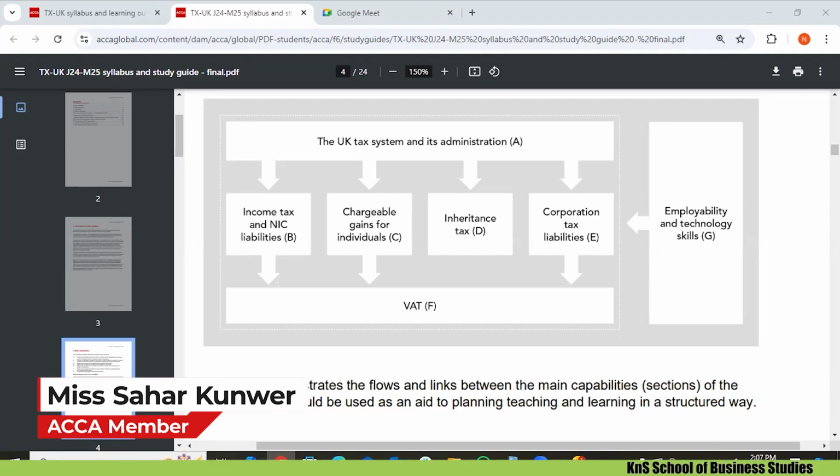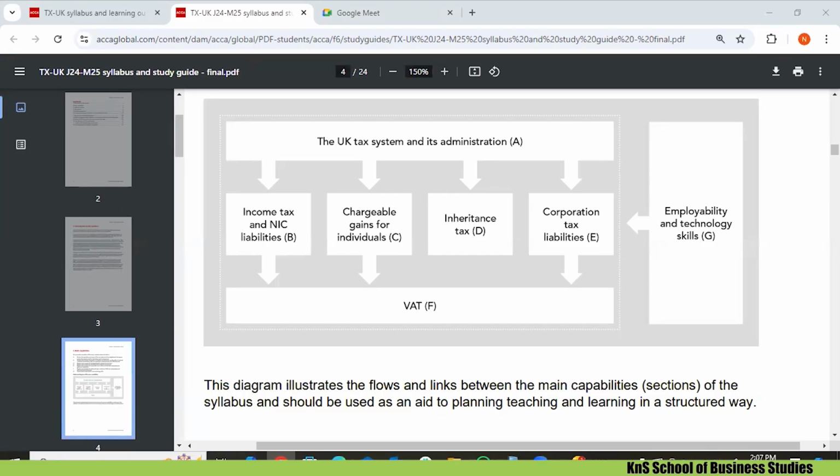These are all connected with each other. Can you see these arrows? This is actually the relation of all the topics. Then we have corporation tax liabilities, and it is concerned with the companies. So income tax, NIC, sections B, C, D are concerned with the individuals, and this one is for the companies. There are some similarities, and there are a lot of differences over here as well.